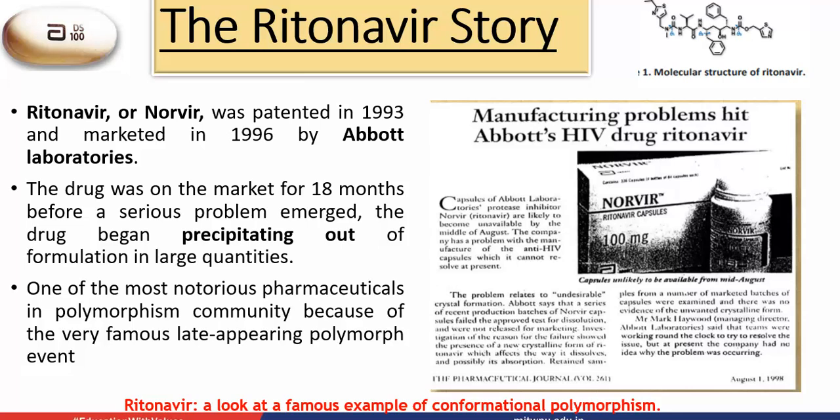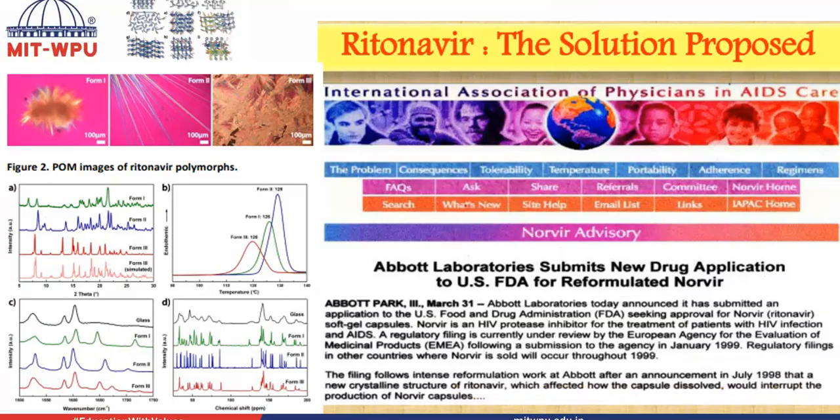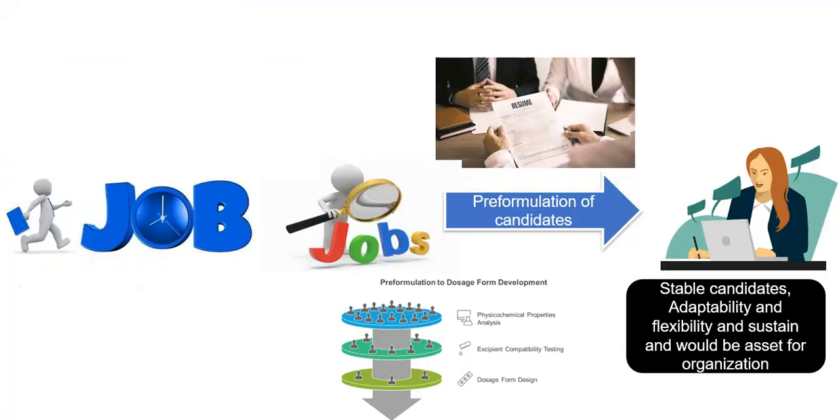Why is pre-formulation very, very important during the development process? Because this is one case study, a famous example of conformational polymorphism. We can see the article which was published by Abbott. This was a study of why this polymorphic form appeared. So let us understand why pre-formulation is very, very important and critical.